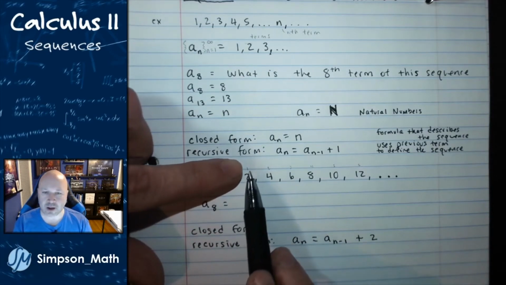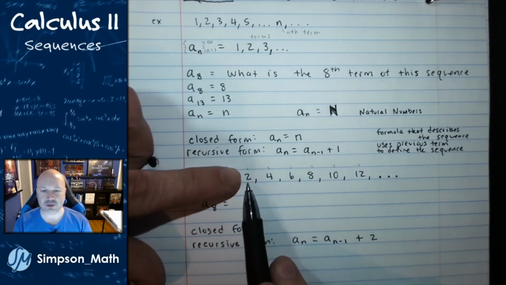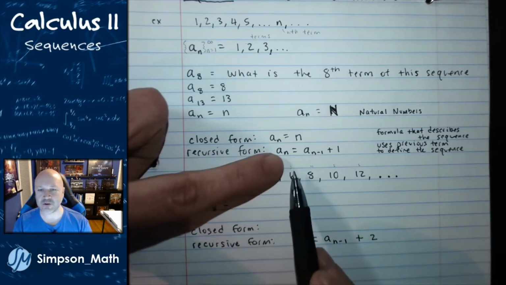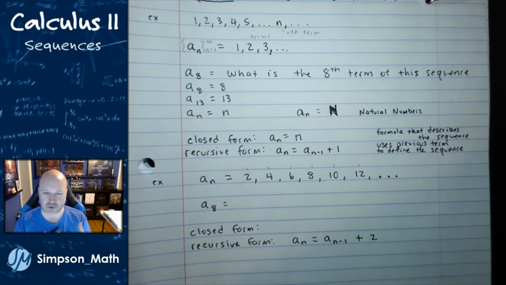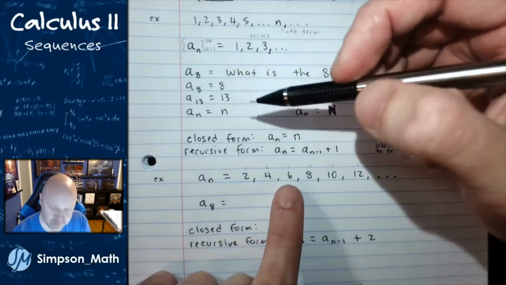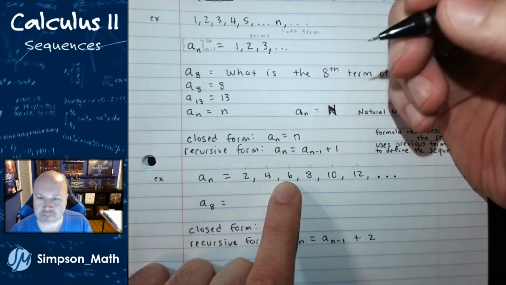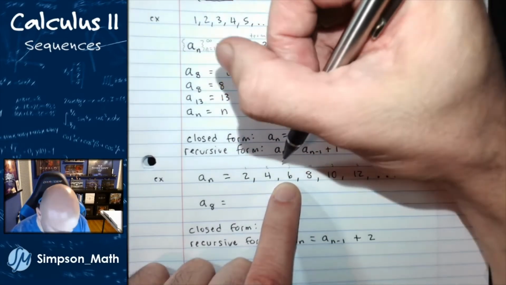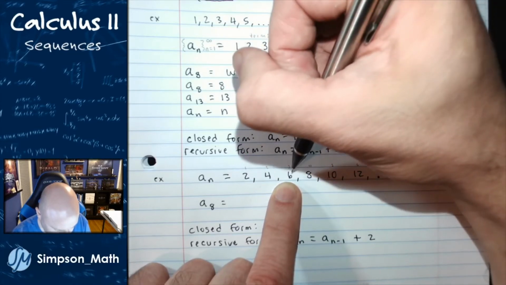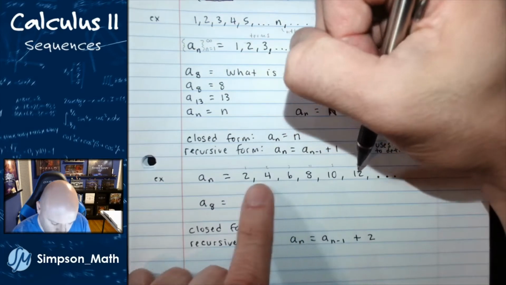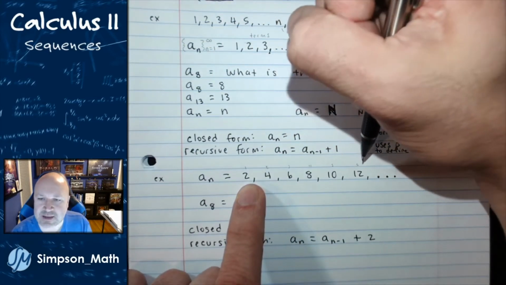When I plug in 1, I get 2. The second one gives me 4. The third one gives me 6. Fourth one gives me 8. Okay, well, I'm thinking we're dealing with even numbers, adding 2, starting at 2. Let's see if I can come up with maybe a way to describe this. 2, 4, 6, 8, 10. Well, actually, this is just the even numbers.